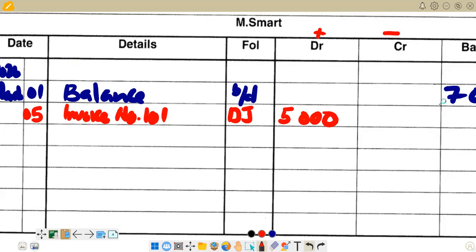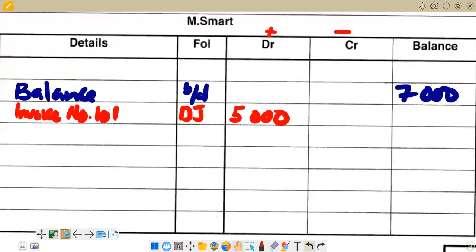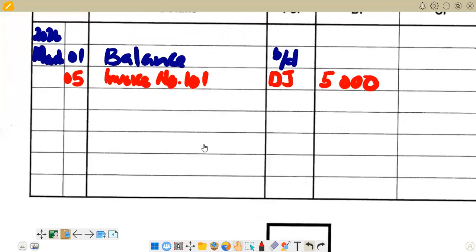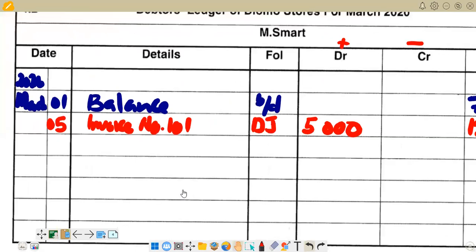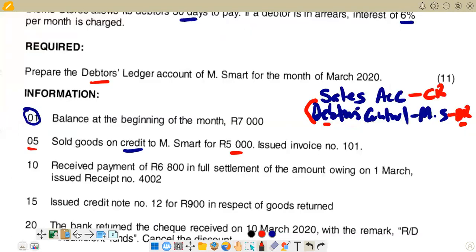So this is what is going to happen. So here we have debited. So you are going to say 7,000 plus 5,000. Then you get our 12,000. So this is what we have there. So we are going to put our 12,000 there. 12,000. Then we can go again to see what do we have next. Then we can go back there on the question and see what we have from there.